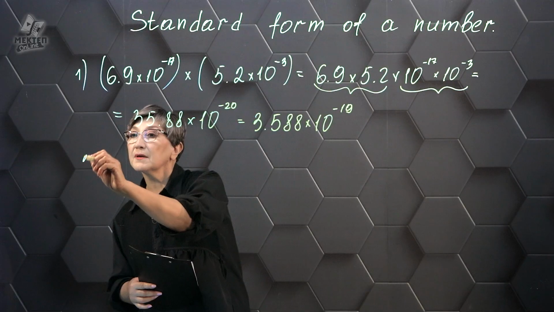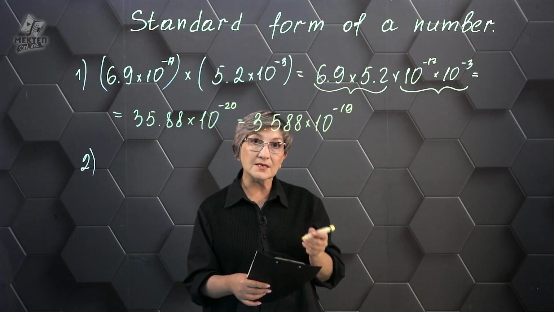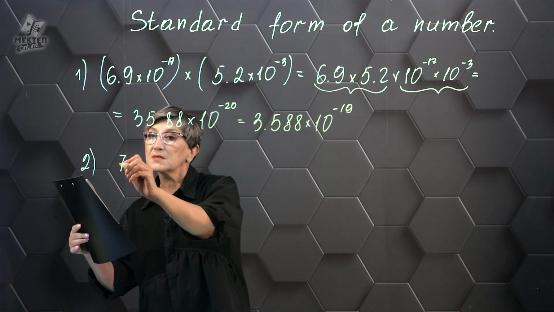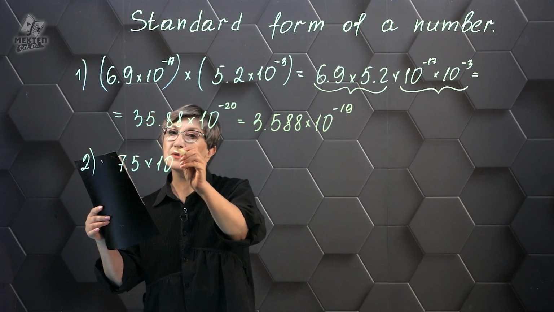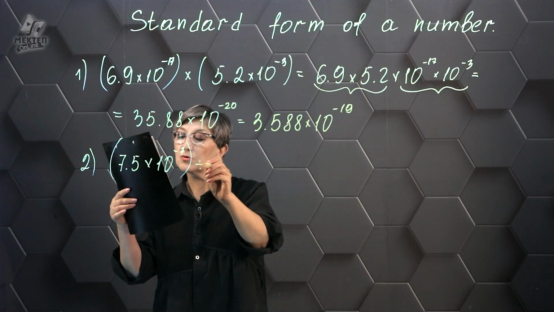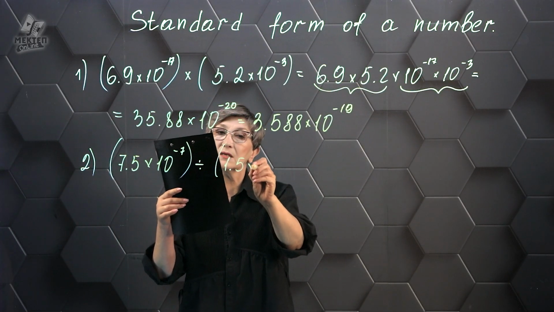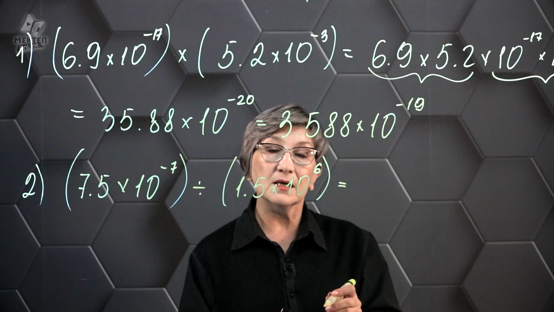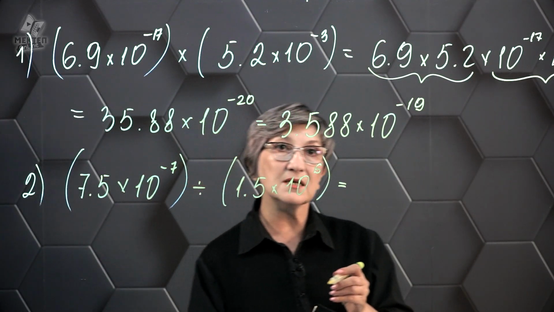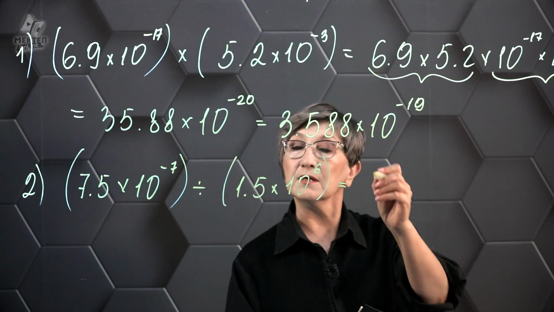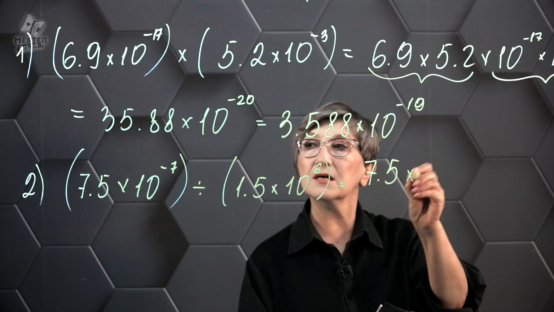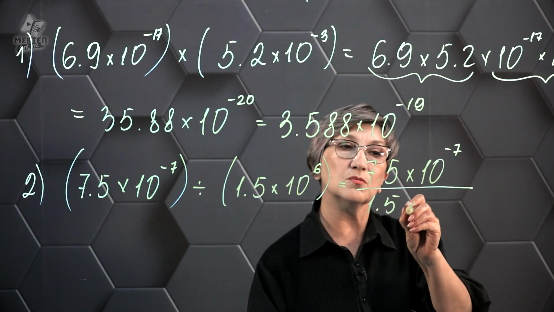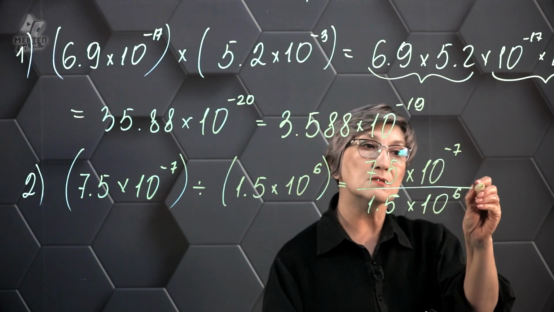The next example is one where we need to find the quotient of numbers written in standard form. 7.5 multiplied by 10 to the power of minus 7, and we need to divide this number by 1.5 multiplied by 10 to the power of 6. To start with, let's rewrite the division sign as a fraction bar. As a result, we get 7.5 multiplied by 10 to the power of minus 7 divided by 1.5 multiplied by 10 to the power of 6.